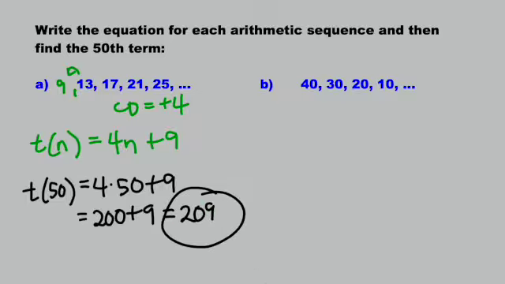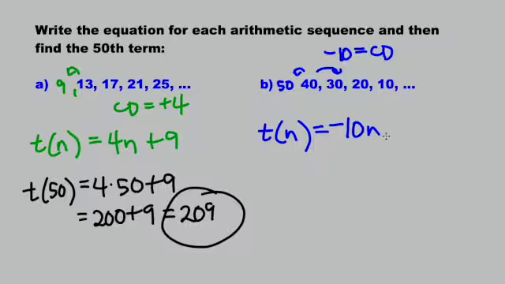If I want to do it over here, this time, every single time I am subtracting 10. So subtract 10 is our common difference. If I work backwards one spot here, I would get to 50. So that is our initial term. So therefore, our equation is going to be negative 10n, and then plus 50, where negative 10 is our common difference and 50 is our initial value.